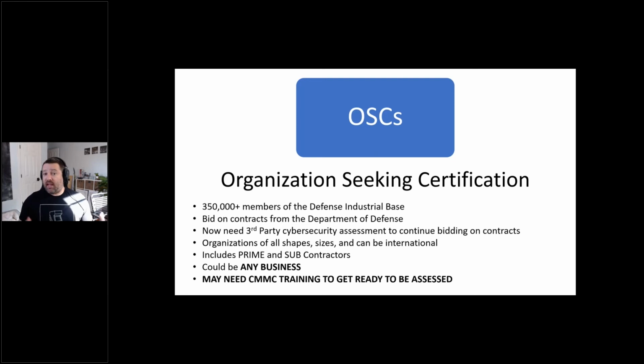The term OSC likely refers to some of you out there. All it stands for is organizations that are seeking certification, meaning they want to be assessed and be part of the CMMC ecosystem. They need the assessment because by fiscal year 2026, September 2025, they want to be able to continue to or newly bid on DoD contracts that will have a CMMC level. There are currently 350,000 organizations plus subcontractors that fall underneath this particular scope.